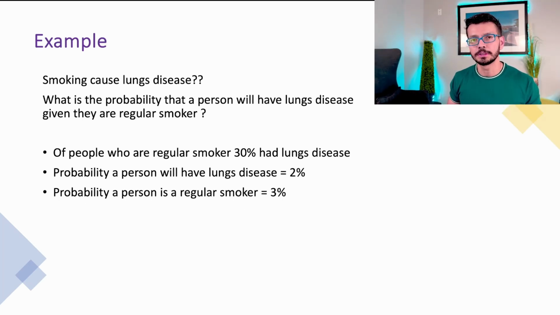Now, on top of this, I give you 3 more data points. The first data point is, of the people who are regular smokers, 30% had lung disease. The second, probability a person will have lung disease is equal to 2%. And the third data point is, probability a person is a regular smoker is equal to 3%. Now, based off of these 3 additional data points, let's try to calculate what is the probability that a person will have a lung disease given they are a regular smoker.